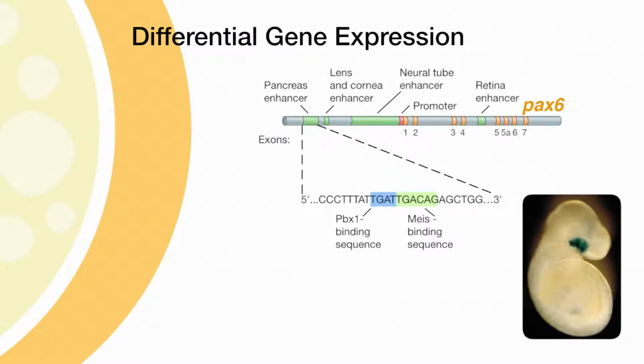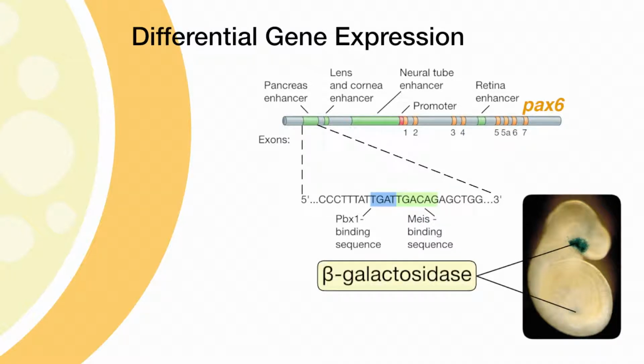For instance, there have been transgenic mice made using this pancreas enhancer and this lens enhancer of the PAX6 gene, in which they took those sequences and used them to direct and drive the expression of a specific reporter, in this case called LAC-Z or beta-galactosidase, which is an enzyme that can be used to catalyze a color precipitate in the embryo. So in this image here, you see blue-colored cells where the lens would be developing, as well as blue-colored cells where the pancreas is developing.